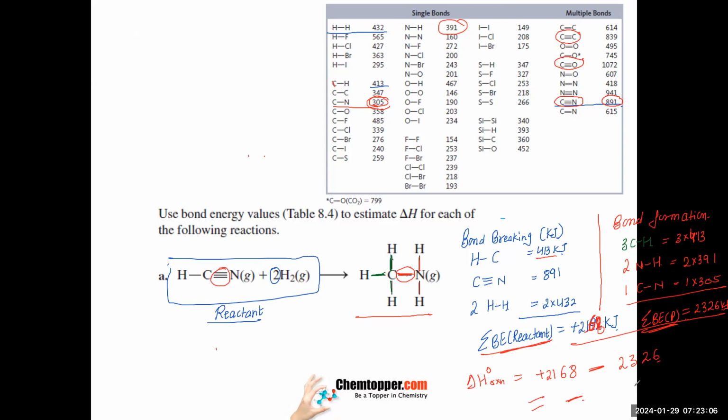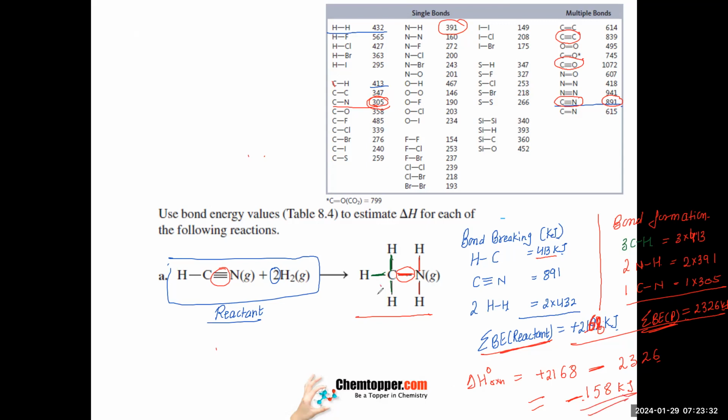Bond enthalpies you are not going to memorize. Bond enthalpies will be given to you. Is it 158? Yes. Everybody is saying 100 plus or minus? It's minus, right? Okay, good. That's the answer.